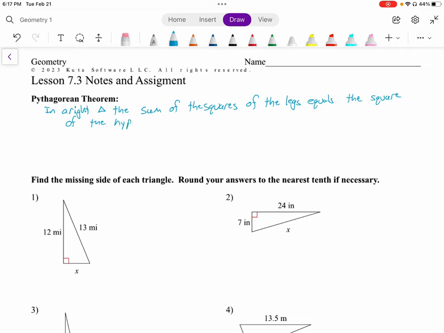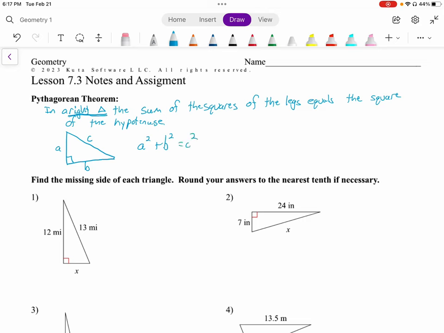Now, a lot of times we see this as a squared plus b squared equals c squared, and that's true, but it has to be in a right triangle, which we'll talk about some other lengths later to see if something is a right triangle or acute or obtuse. So you have to have a right triangle. If the legs are a and b and the hypotenuse is c, then we know that a squared plus b squared is equal to c squared.